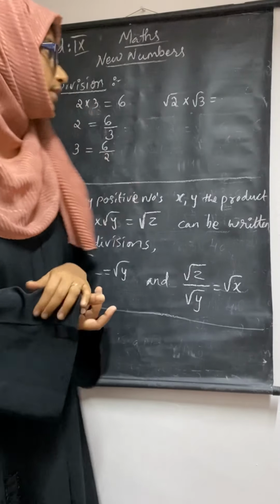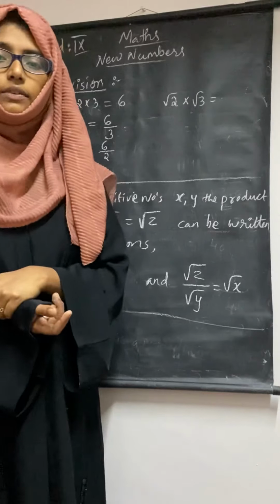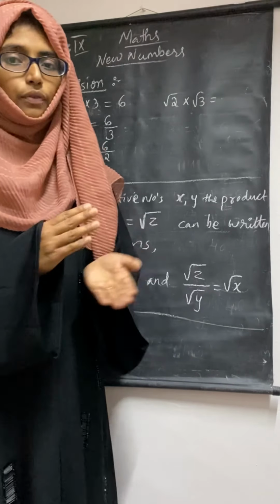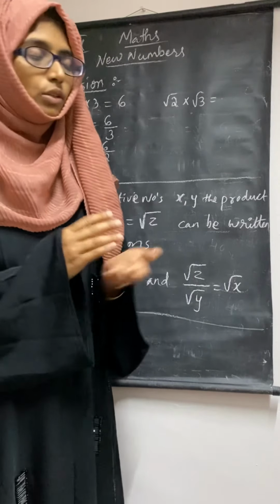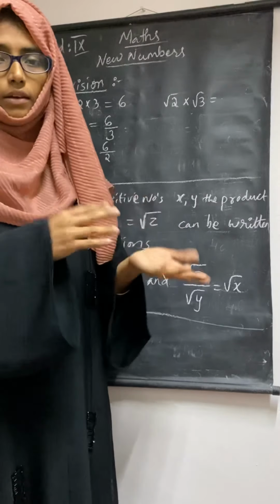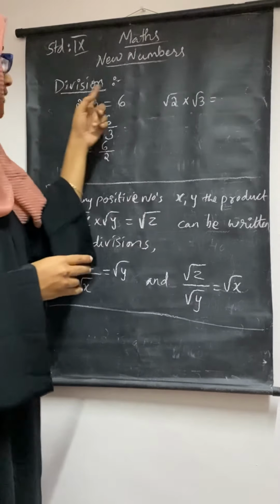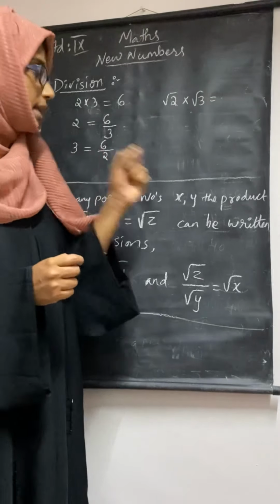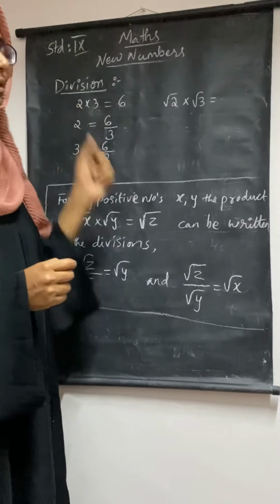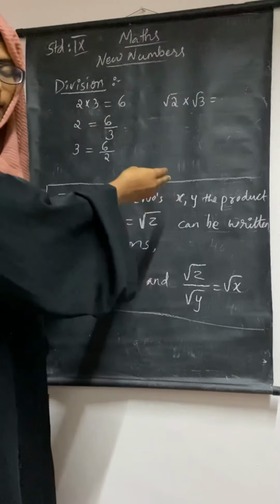Now, we are moving on to the next part, that is division. In the same way, square root of 2 and square root of 3 are the main numbers we have. How we can add and multiply these numbers, we have already studied. Now we are going to see the division. For that, we are taking a natural number example, through which you can understand more.